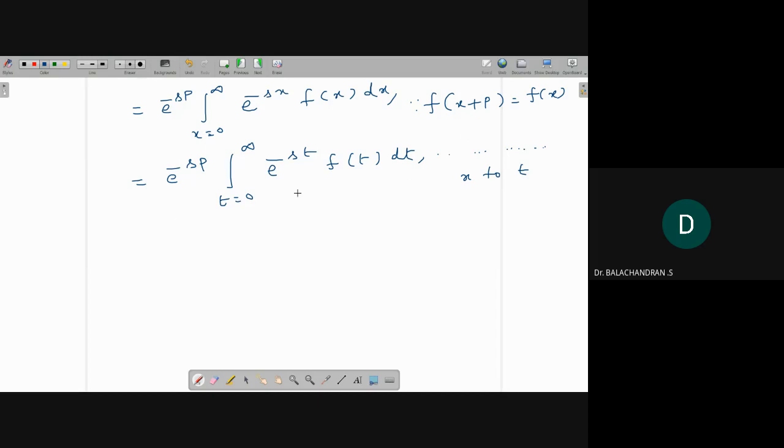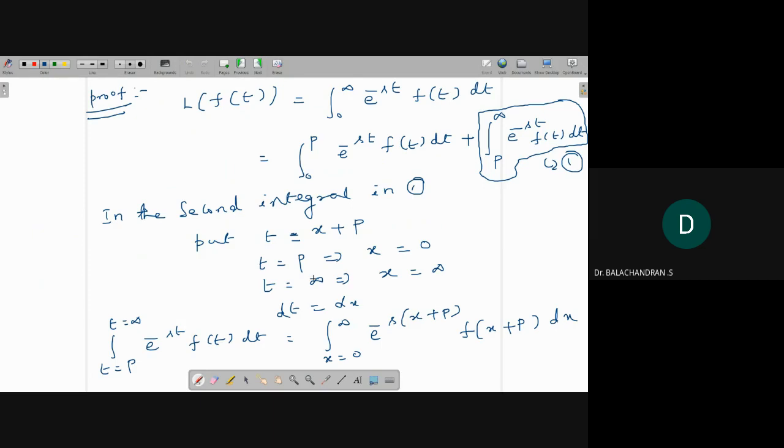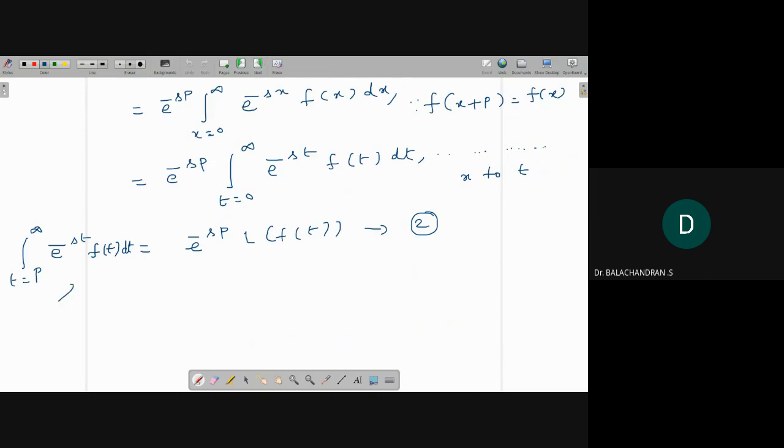So now I'm going to substitute this one. You can write one more step also: e power minus sp times this, which is the Laplace transform of f of t, because here you have 0 to infinity e power minus st f of t dt. I call this equation 2. Left hand side is the integral from t equal to p to infinity e power minus st into f of t dt. So now I'm going to substitute the value of this integral in equation 1. So substitute 2 in equation 1.